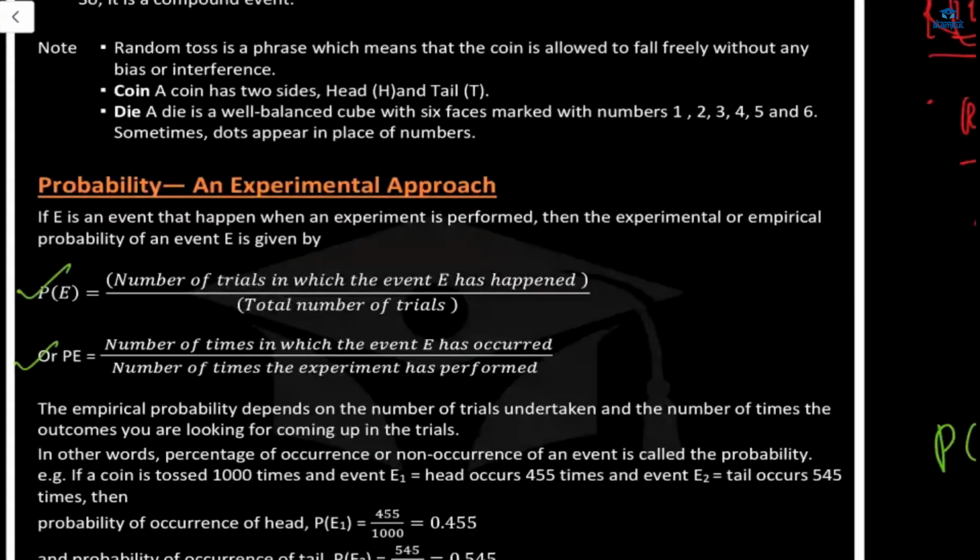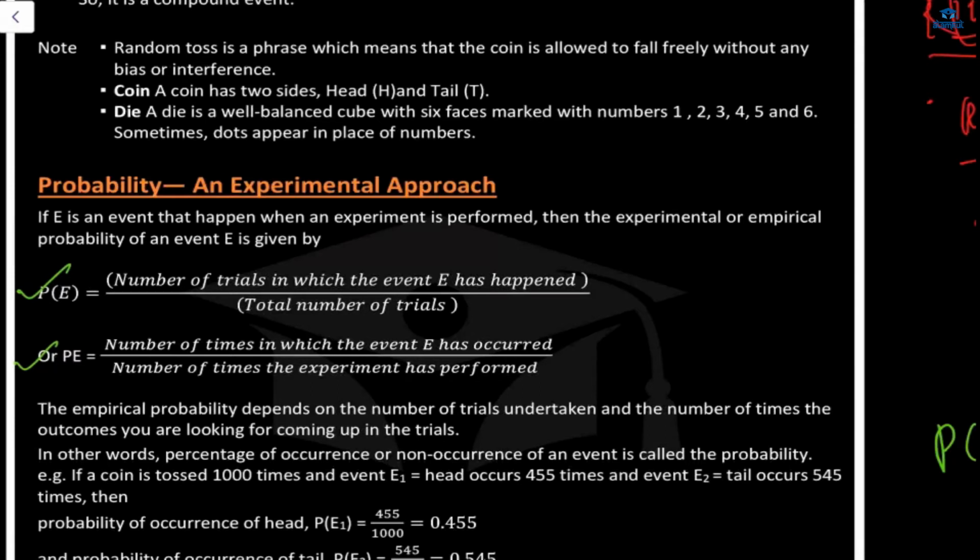So, what is probability? See, if E is an event that happens when an experiment is performed, we represent it with E. Event is represented by E. So how can we write the probability of this event E? The probability of an event E is written as P(E) is equal to the number of trials in which the event E has come upon the total number of trials.